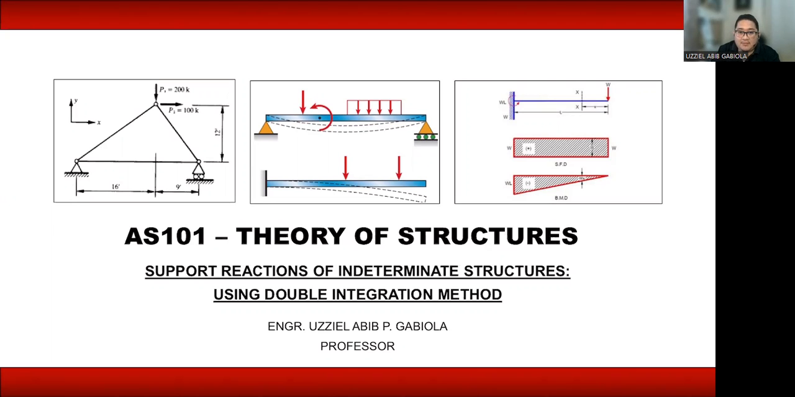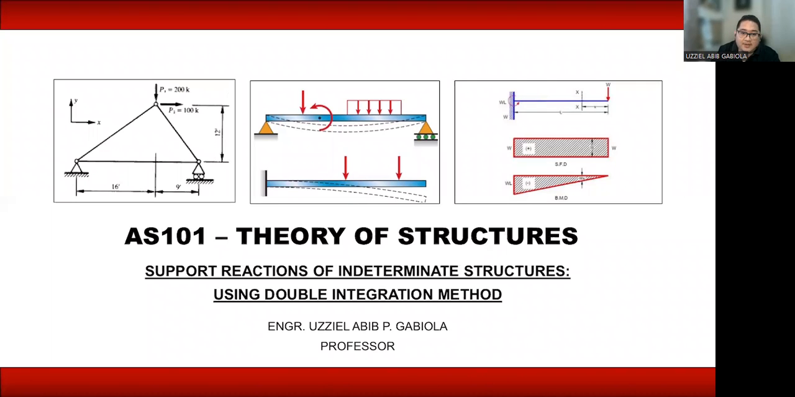And para ma-utilize yung napag-aralan natin ng semifinals, yung discussion natin for today is one of the general methods used to solve for the reaction ng indeterminate structure or indeterminate beam. Ginawa ko lang, i-utilize again natin si double integration method to solve for the reaction natin. Na later, I will discuss na by next week na lang yung isa sa method na kailangan nating malaman on how to calculate for the support reaction of the indeterminate beams.